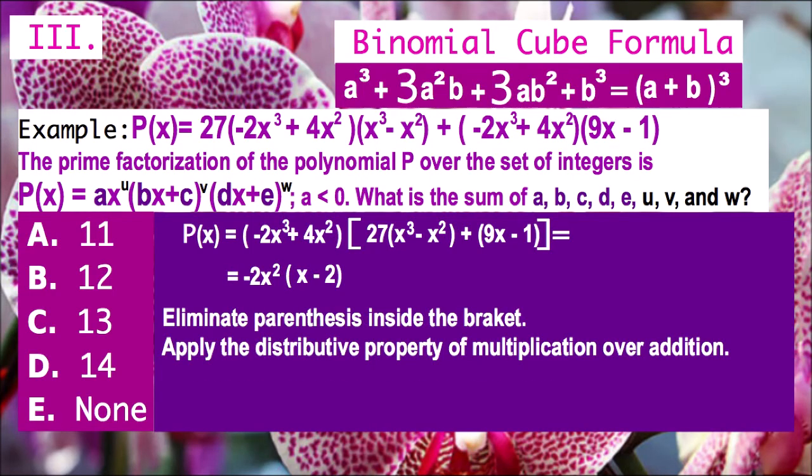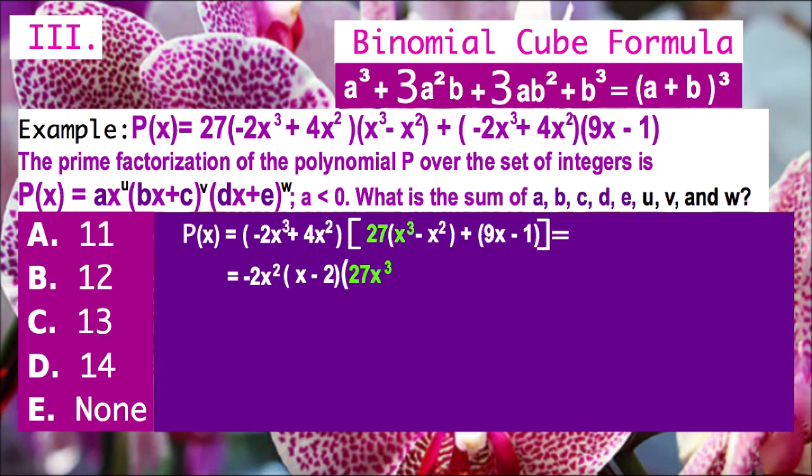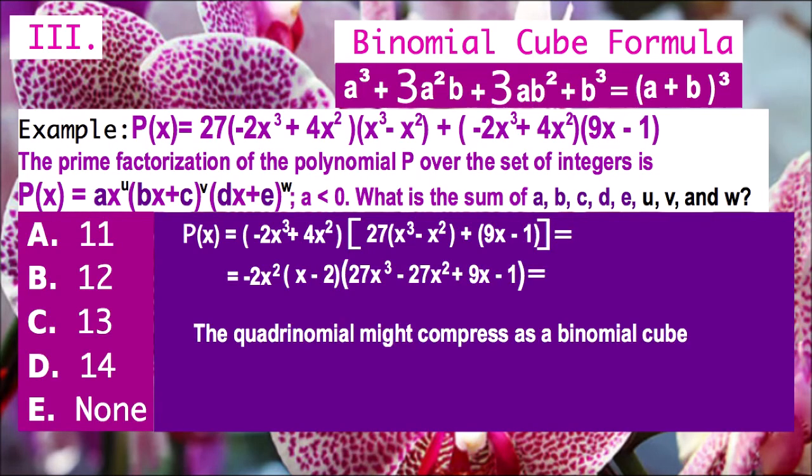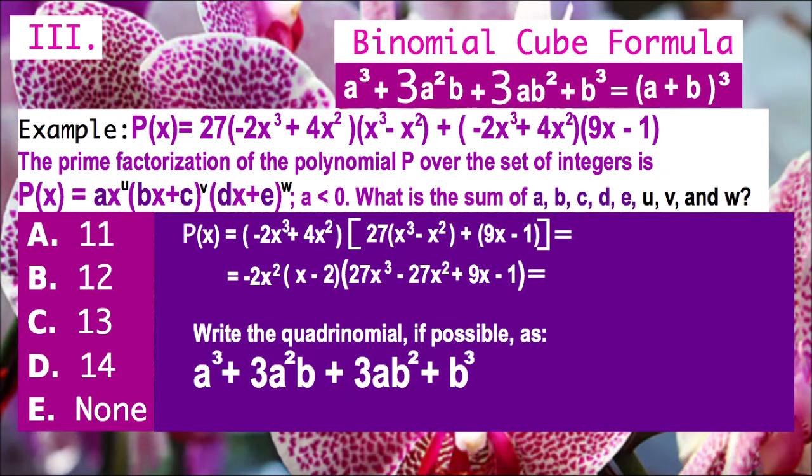Now inside the bracket, we'll begin eliminating parentheses and applying the distributive property of multiplication over addition. So that leaves us with 27x cubed minus 27x squared plus 9x minus 1. This quadrinomial that we're left with might compress as a binomial cube because it has two perfect cubes rather evidently inside of it. So let's write the quadrinomial, if possible, as a cubed plus 3a squared b plus 3ab squared plus b cubed.